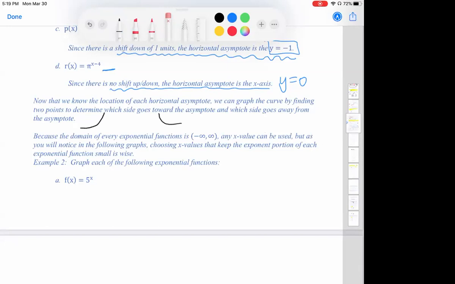So that's why it's saying that you only need to know 2 points, because as long as you have your asymptote, you just need to know which way it's going upwards. All right, let's continue.